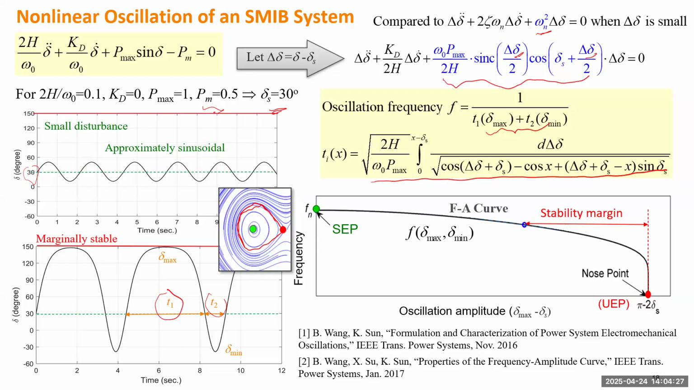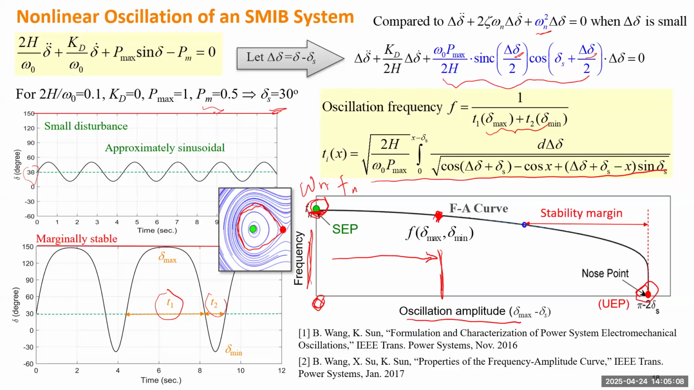The x is the amplitude of oscillation, and y is the frequency of oscillation. So if the amplitude is 0, which is like small signal stability, that will be at the stable equilibrium point. So the frequency here will give you the natural frequency, omega n or fn. But when you increase the amplitude, maybe to this level, the point will come to here, which indicates the frequency will drop. When you reach the unstable equilibrium point, the trajectory is not periodic anymore.